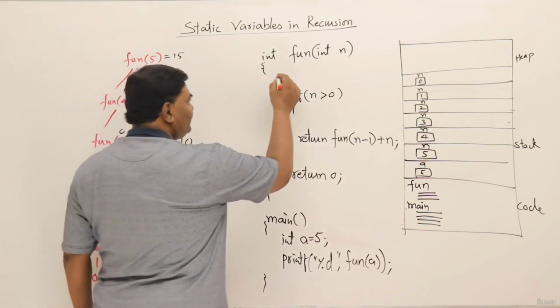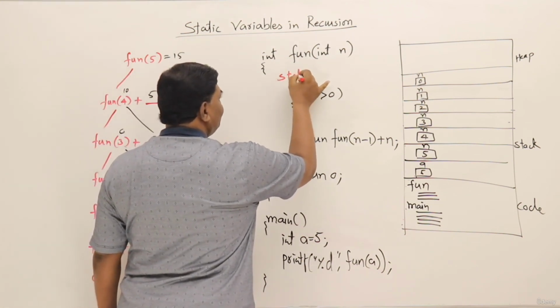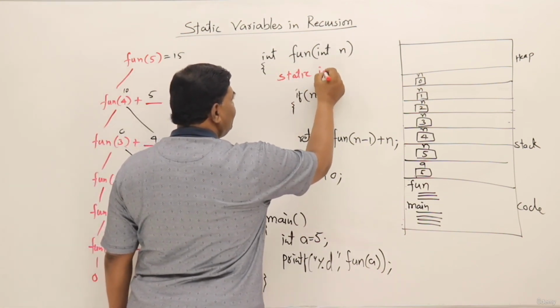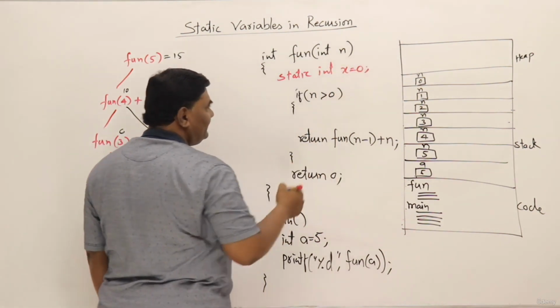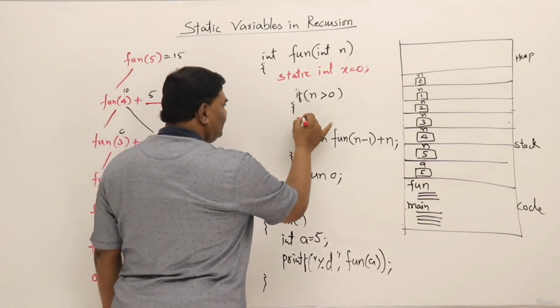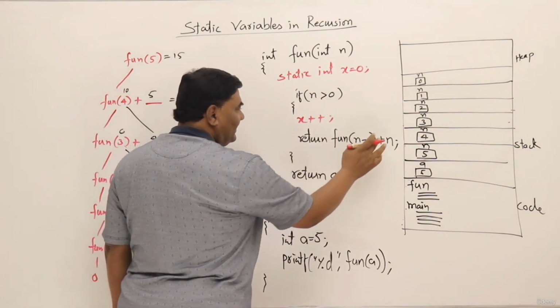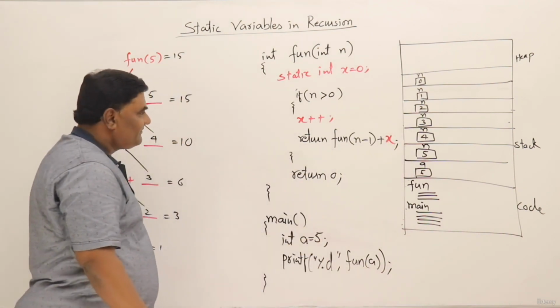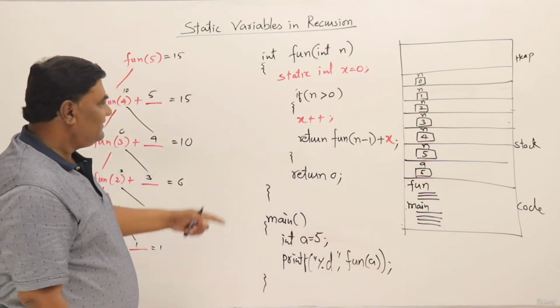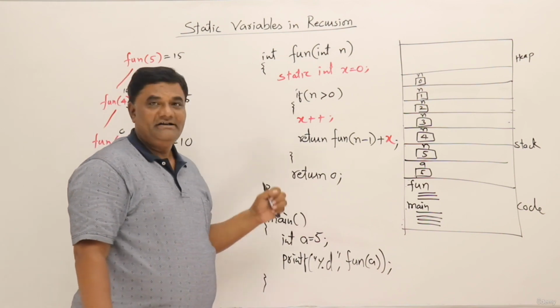So I am making a modification. Static variable, integer x, whose value is 0 initially. And before calling, I'll be incrementing it. And while returning, I'll be adding x. So this is not adding n, but adding x, and x is incremented.